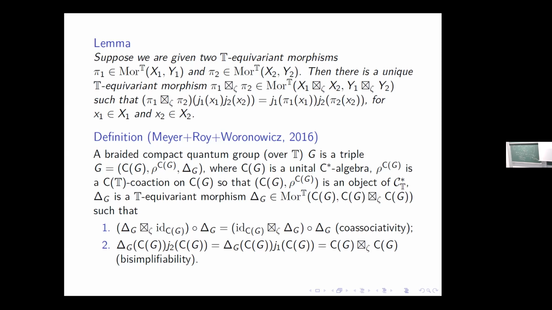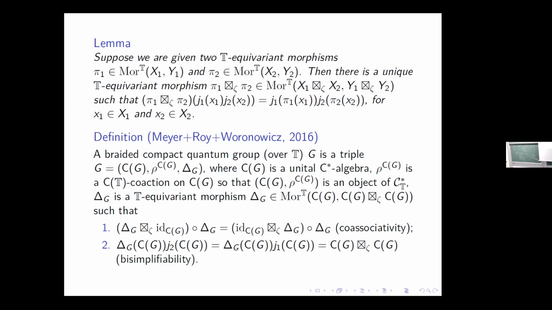So the lemma says we can indeed get a braided tensor product of T-equivariant morphisms. It can all be proved that the new monoidal structure is actually a monoidal structure. You indeed have the associativity constraints, the unit constraints, and it satisfies all the axioms. So it is really a new monoidal structure on the category of unital C*-algebras with unital star homomorphisms. And a braided compact quantum group is a compact quantum group object inside the new monoidal category.